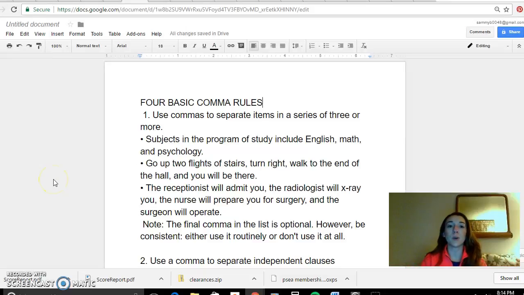Today I want to talk to you about the proper use of commas. Since you'll soon be done writing your persuasive paper, and that means we'll be going into revision, I thought it would be good to go over how to use commas properly. So here are 4 basic comma rules.